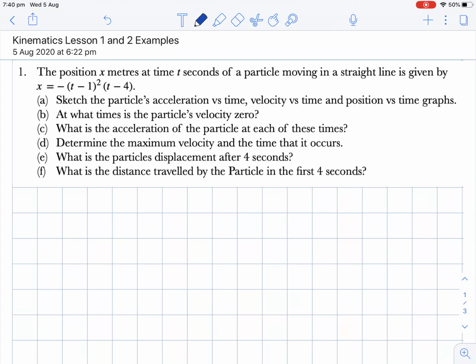Our video today is to calculate the position x meters at time t seconds of a particle moving in a straight line. It's given by x equals negative (t minus 1) all squared times (t minus 4). And the first part of our question is to sketch the particle's acceleration versus time, velocity versus time, and position versus time graphs.